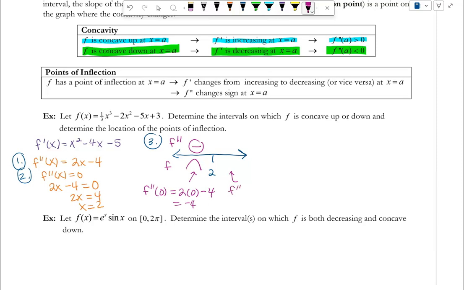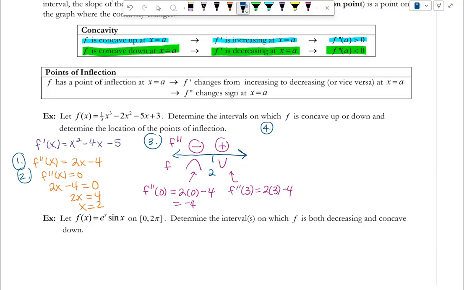If I pick, let's say, the number 3 here and plug this into my second derivative, I get 6 minus 4, which is positive. So my function f is concave up. So it's concave up from 2 to infinity. So our final step is to answer the question, or questions in this case.